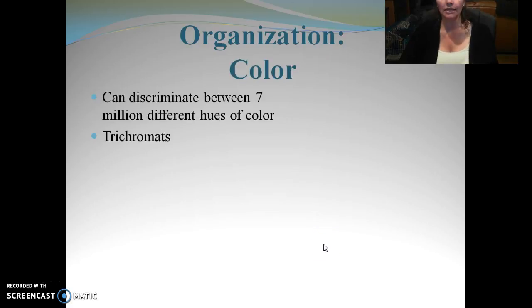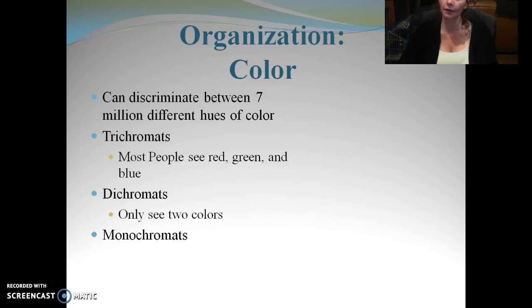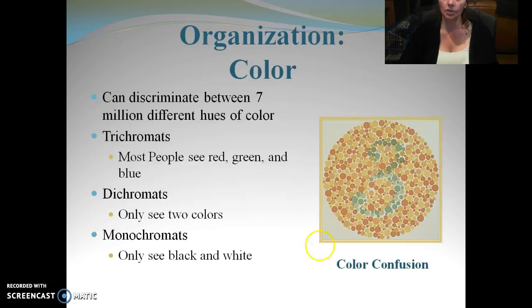Another way that we organize information beyond depth perception is through our perception of color. And color perception is really interesting because we have so many different hues of colors that we're trying to discriminate against or see. Trichromats will process all colors using three basic colors, red, green, and blue. Dichromats can only see two of those colors, and so they have a limited color vision. And monochromats only see in black and white.